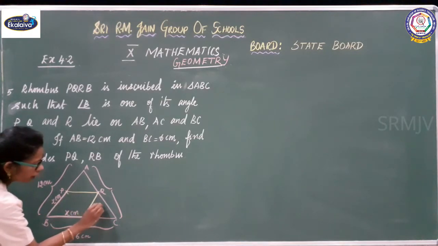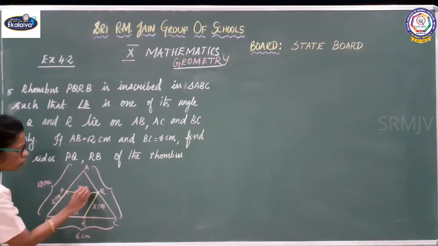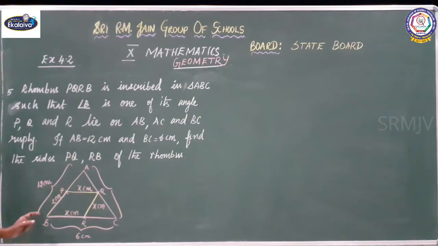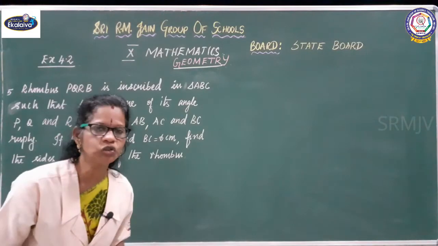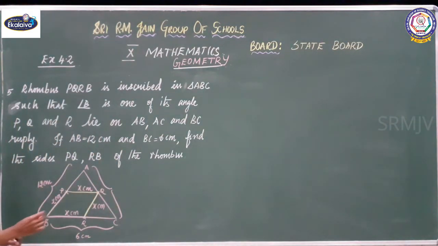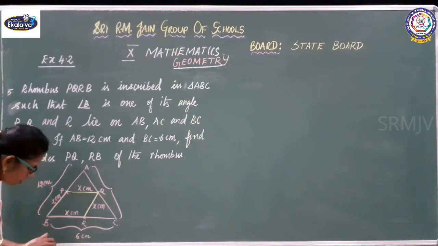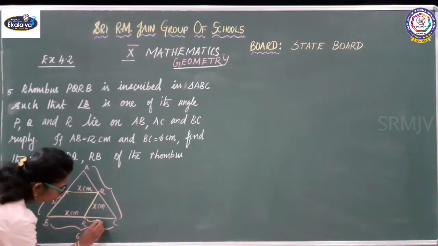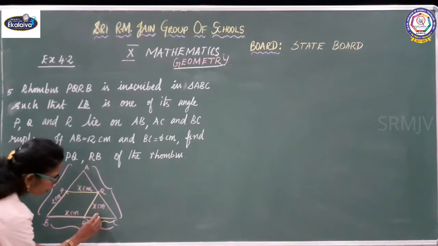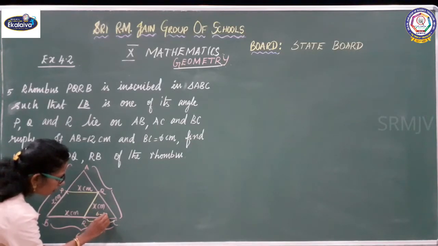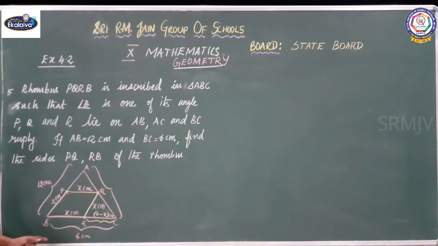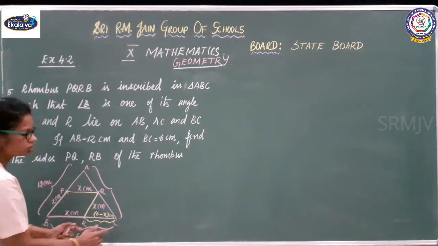Then this is also x centimeter. This is also x centimeter. Will you agree, children? Yes, because it is a rhombus, all the sides are equal. Now you see, what is the position of RC? RC becomes 6 minus x centimeter. Got it, children? RC, because the total is 6. This is x, that means this is 6 minus x.